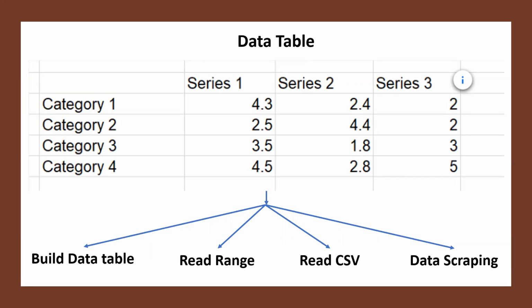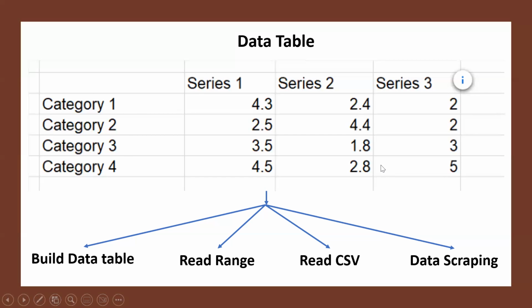Next, data table. This is often another data type we have under UiPath. Now, how does this data table data type store the data? If you remember, the string stores the data in double quotes, the list stores the data in square brackets, the array stores the data in curly brackets, and the dictionary stores the data as key and value pairs. Similarly, this data table data type stores the data in terms of rows and columns.